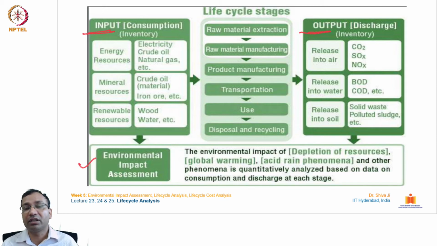Then it goes for processing, extraction, and manufacturing. Then it goes for transportation from one place to another, transportation of the raw material, then transportation of the finished material. Then it goes for the use part. The use stage is the major part where the end user interacts with the product, consumes the product, or lives with it.